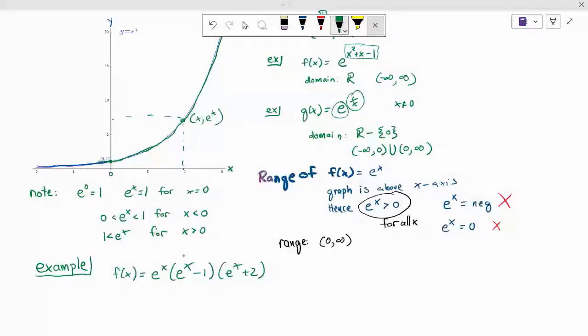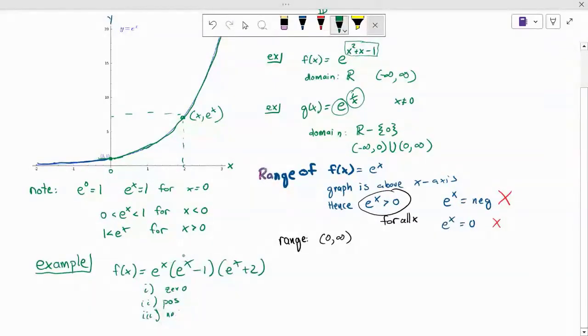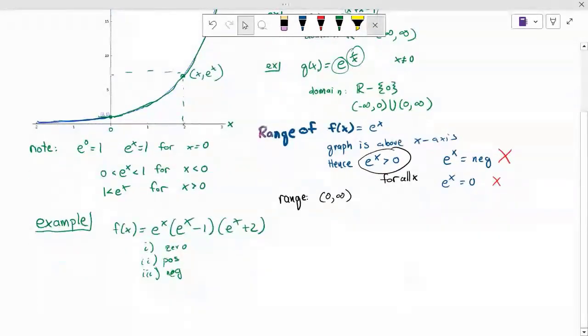When is this function, in our example, equal to 0? When is it positive? And where is it negative? Right, so of course the domain is all x's, all real numbers. These are just purely exponentials being multiplied and so forth.